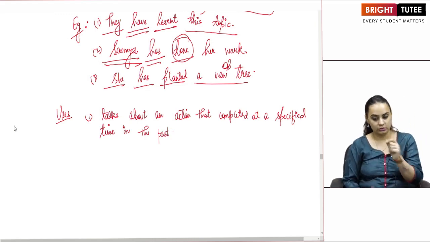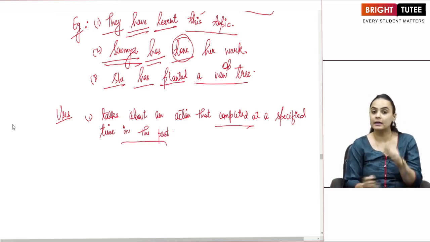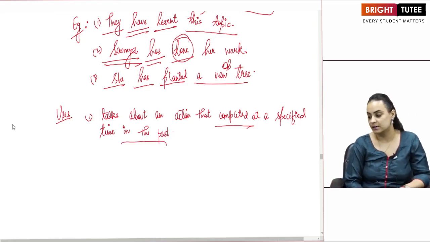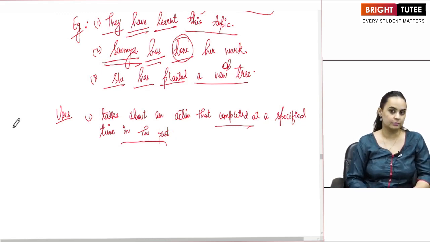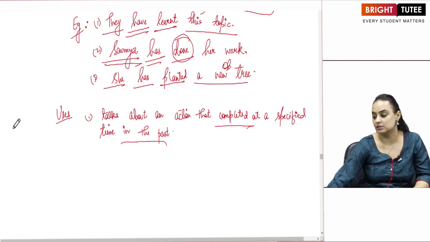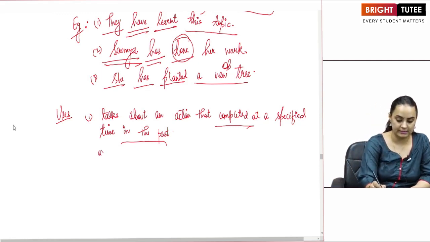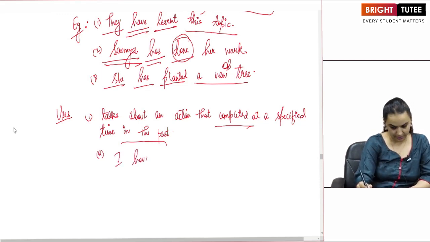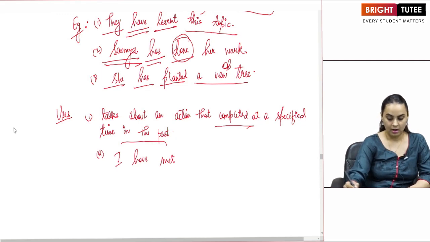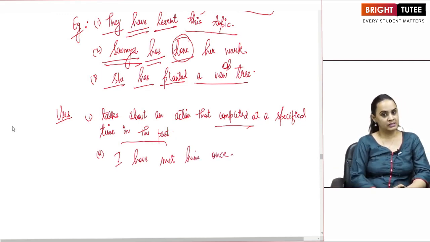An action that has completed in the past, but at a specified time. We know when that action was completed. For that, we use the present perfect tense. For example, if I say, I have met him once.